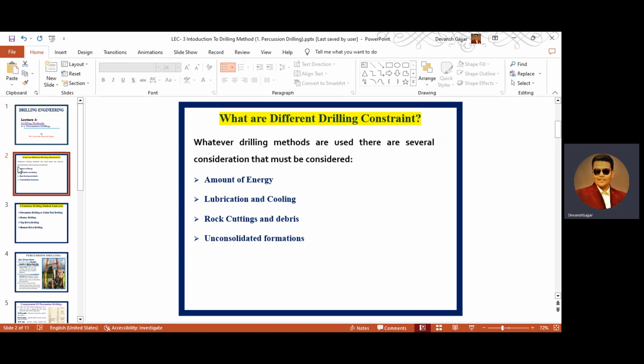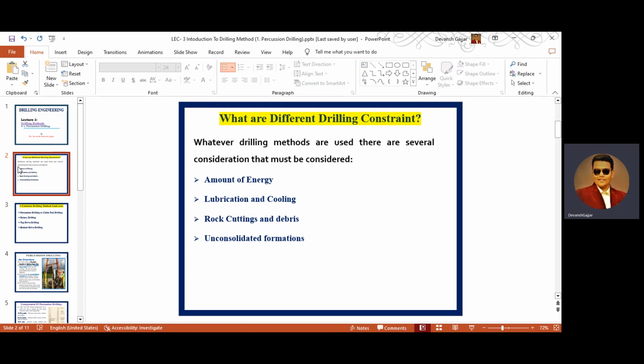Because the cementation of these rock grains is very high, they are very hard and difficult to break. So the amount of energy, or horsepower, that we need to supply to the drill bit for the drilling operation will be very high. The second is lubrication of the bit.